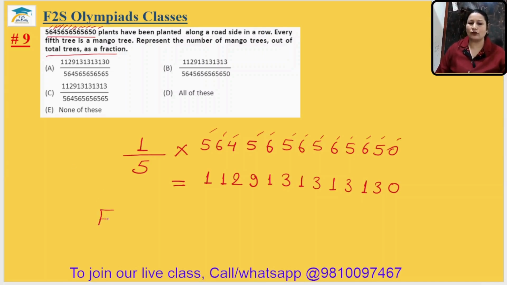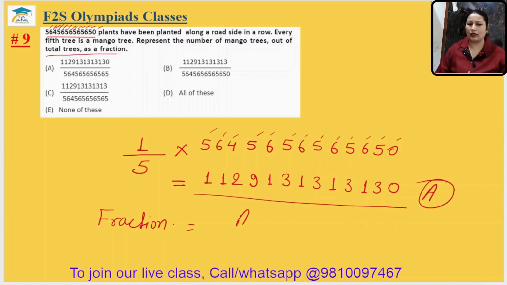The fraction will be this number, suppose it is A, and A by the whole number. This is suppose B. So this upon B. We have to just check 1 1 2 9 1 3 1 3 1 3 1 3 0 upon 5 6 4 5 6 5 6 5 6 5 0. Okay. Check the other one.